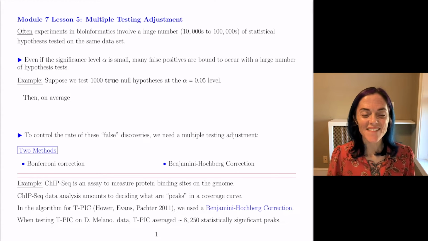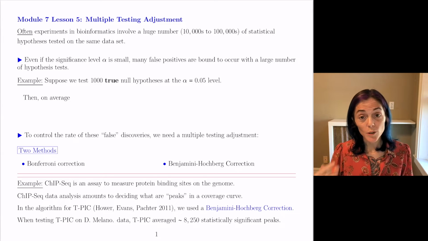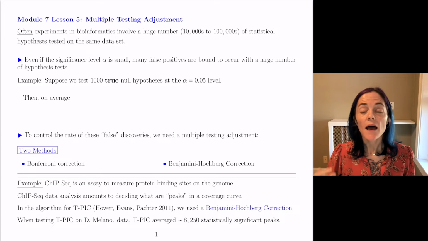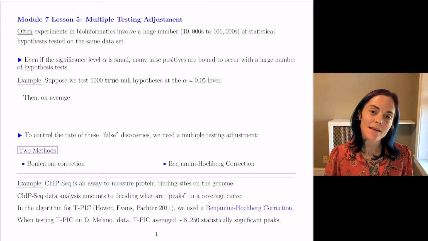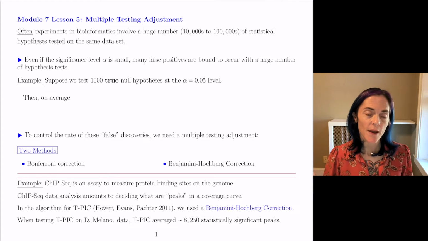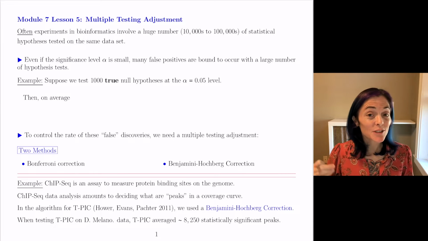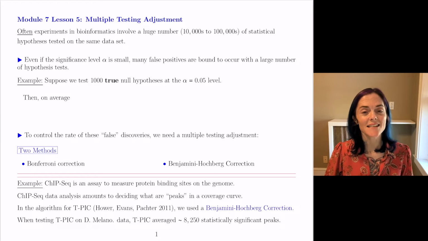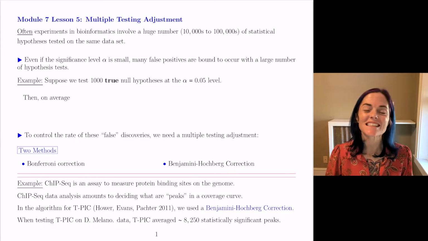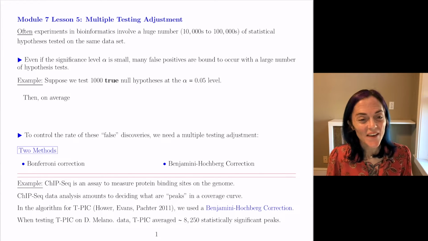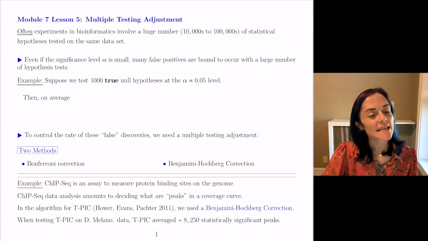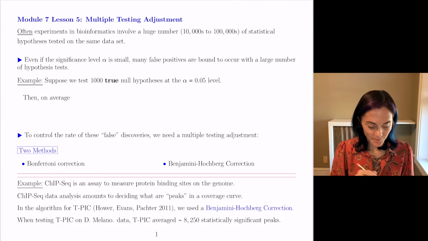The objectives of this lesson are to correct for multiple hypotheses. We will discuss two methods, a Bonferroni correction as well as a Benjamini-Hochberg correction. The second objective is really to be able to conduct hypothesis testing with a controlled false discovery rate. Okay, well, let's get into my short lecture.